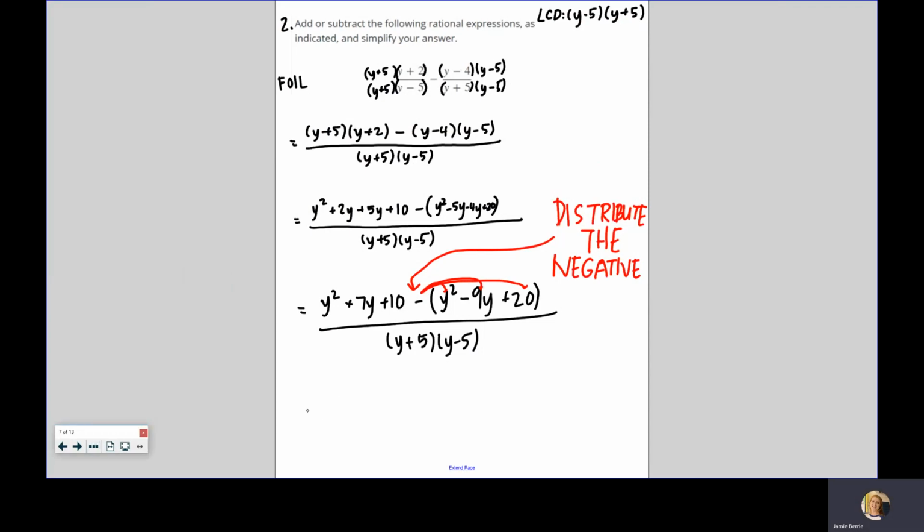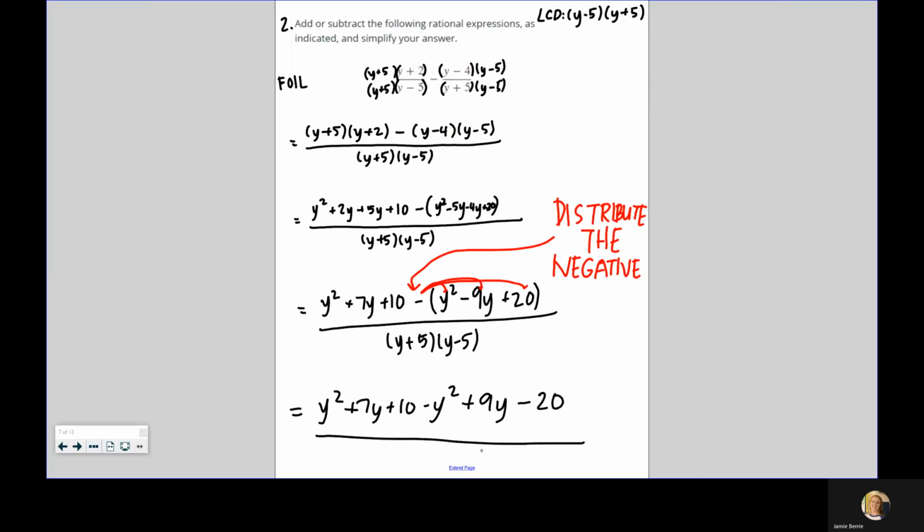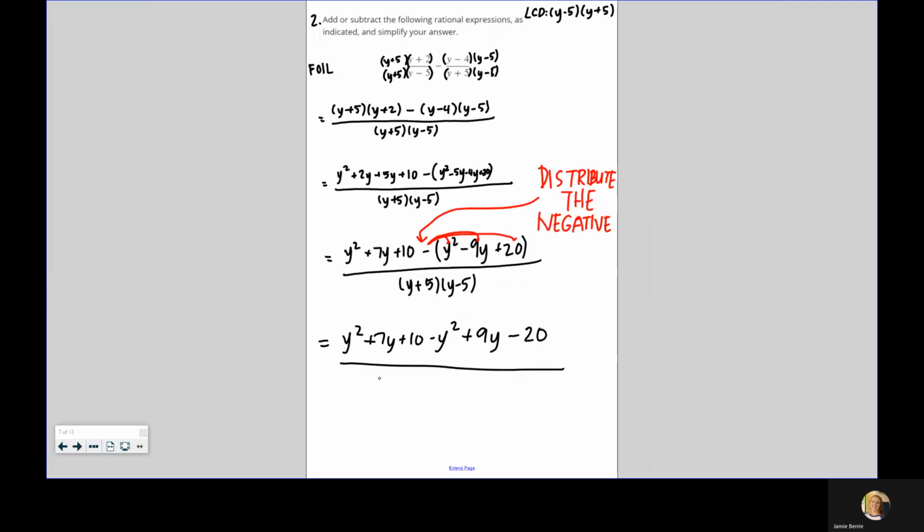All right, so first part's going to stay the same. Y squared plus 7y plus 10. Distribute the negative, so that's minus y squared minus negative 9y, so that's going to be plus 9y, minus positive 20, so minus 20. All over y plus 5, y minus 5. Okay, whew, we're almost done.